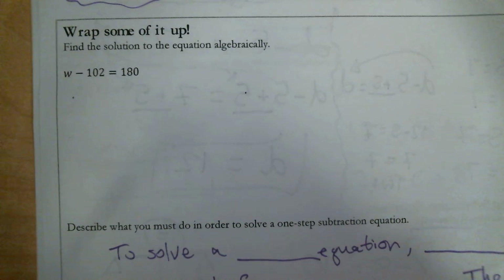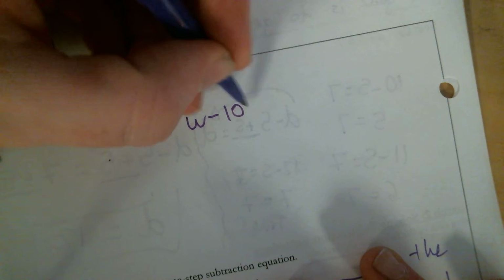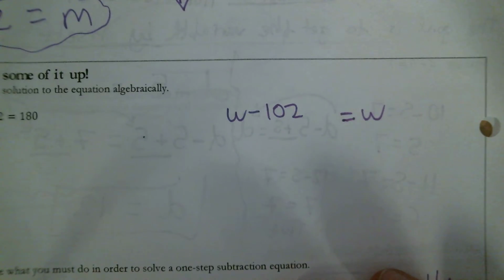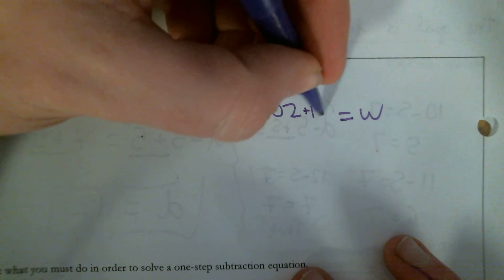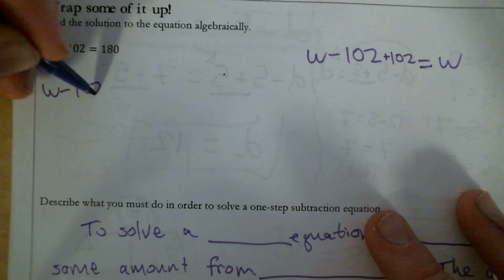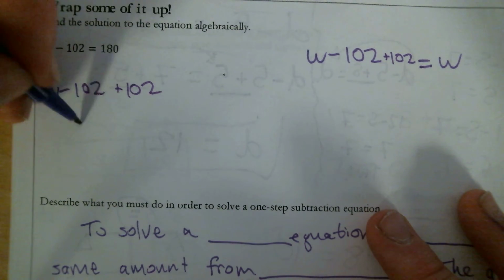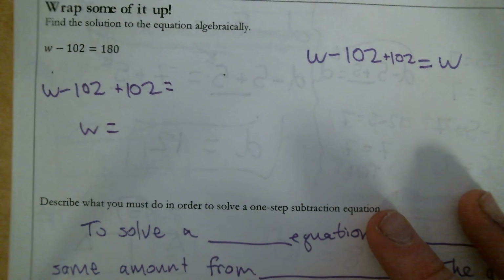Let's see if we can solve this. Remember, my goal is to get this W all alone. So I'm thinking of it like this, W minus 102. How do I get that so it's back equal to W all by itself? Well, we know we're going to add 102. So I'm going to do that to both sides. I'm going to do W minus 102 plus 102. I know that'll give me W, but I have to think about the other side of my equation.